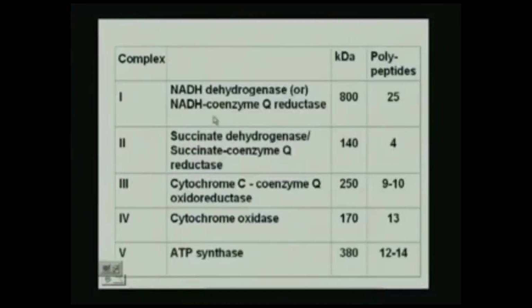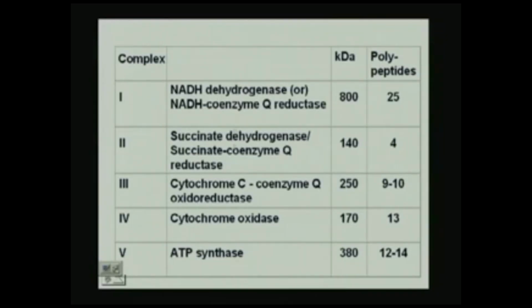The enzymes here are NADH dehydrogenase. As soon as we see NADH dehydrogenase, we know what the enzyme is actually going to do, right. Complex 2 has succinate dehydrogenase. Again, from the name of the enzyme, we can say what that is going to do. Complex 3 is cytochrome C or coenzyme Q oxidoreductase. Complex 4 is cytochrome oxidase. Complex 5 is usually not mentioned, but that is the ATP synthase. That is the last step that is going to actually produce the ATP. It is sometimes referred to as complex 5.